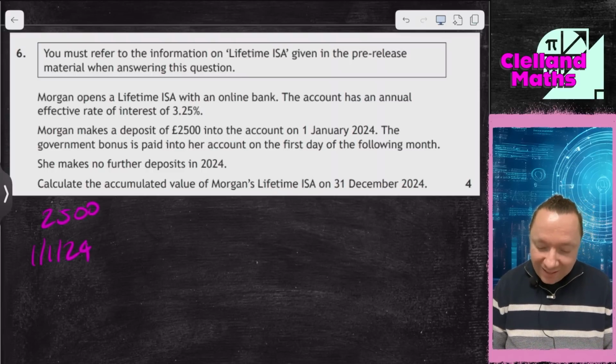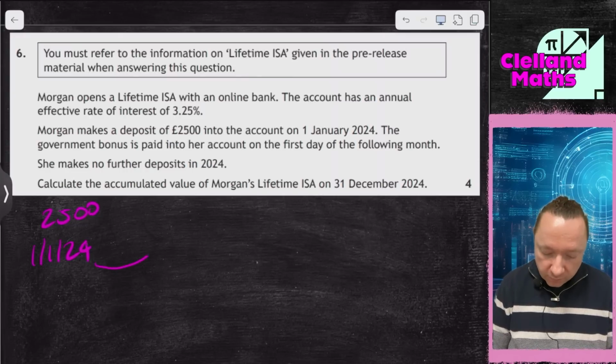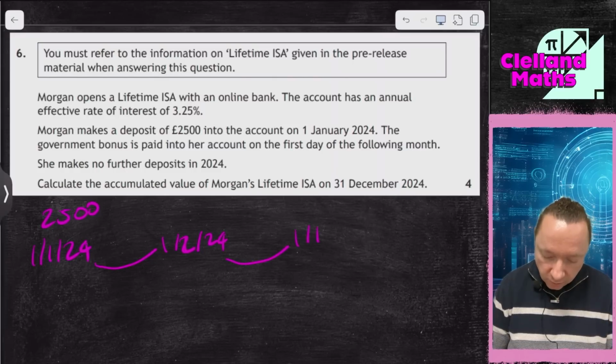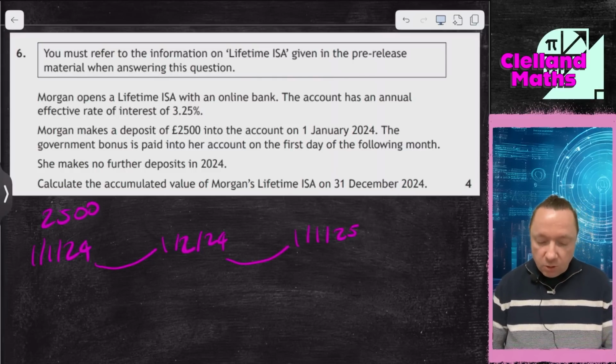The government bonus is paid into her account on the first day of the following month, on the 1st of the 2nd, 24. She makes no further deposits in 24. Calculate the accumulated value of Morgan's lifetime ISA on the 31st of January 24, which is the same as the 1st of January 25, essentially. So we need to work out what this bonus is.